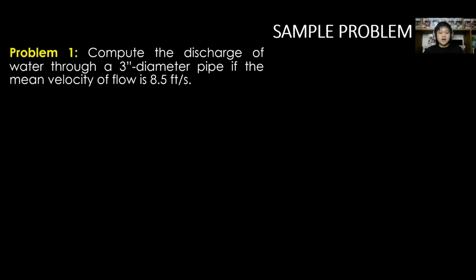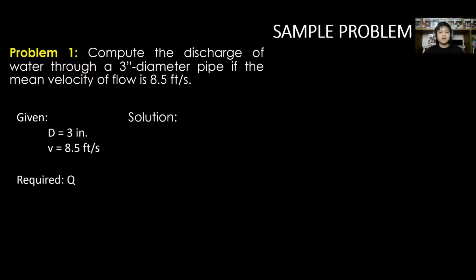So let's take now our sample problems. For problem number 1, compute the discharge of water through a 3 inches diameter pipe if the mean velocity of flow is 8.5 feet per second. The summary of given: D is equal to 3 inches, velocity V is 8.5 feet per second. The required is discharge Q.